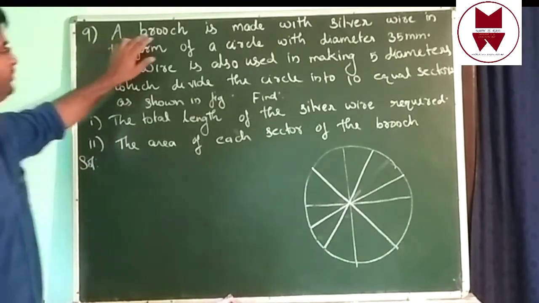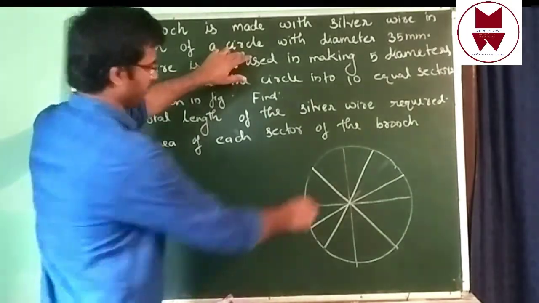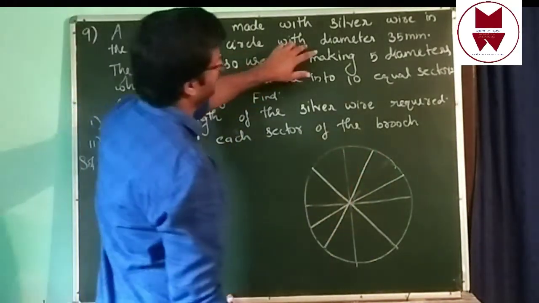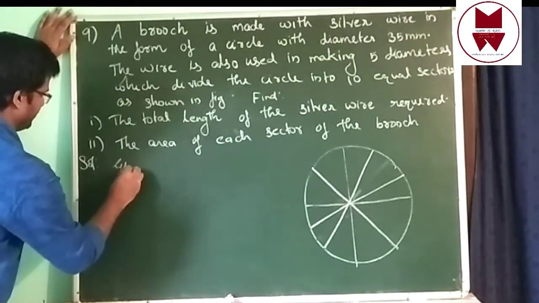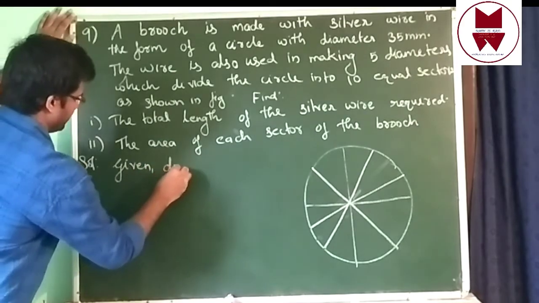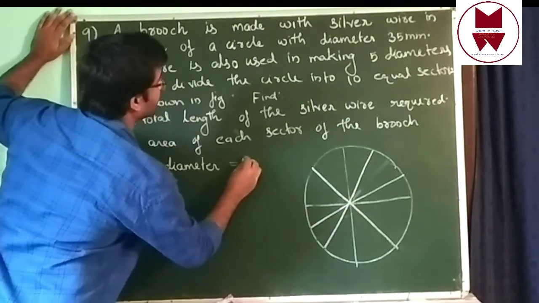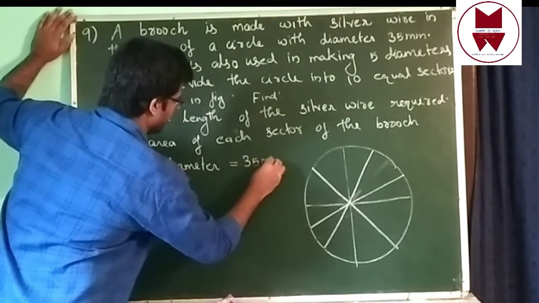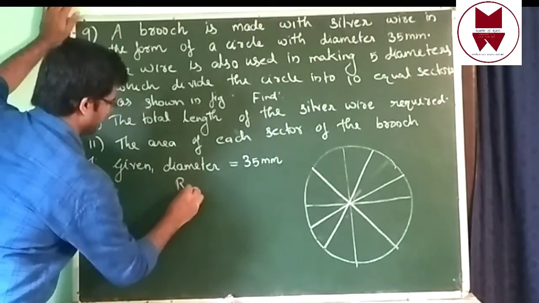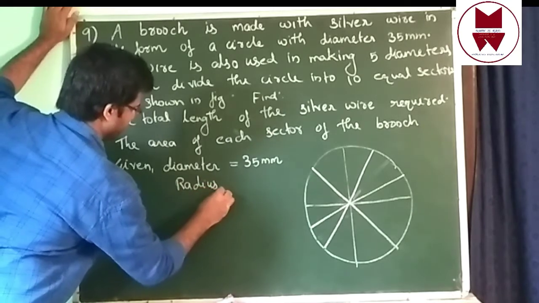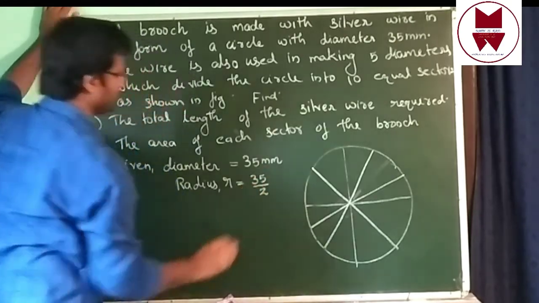Question number 9: a brooch is made with silver wire in the form of a circle, already given in the figure, with diameter 35 millimeter. First we can write the diameter given, equal to 35 millimeter, already given in the question. From here we can find the radius. Radius means half of the diameter. Radius r equals 35 divided by 2.